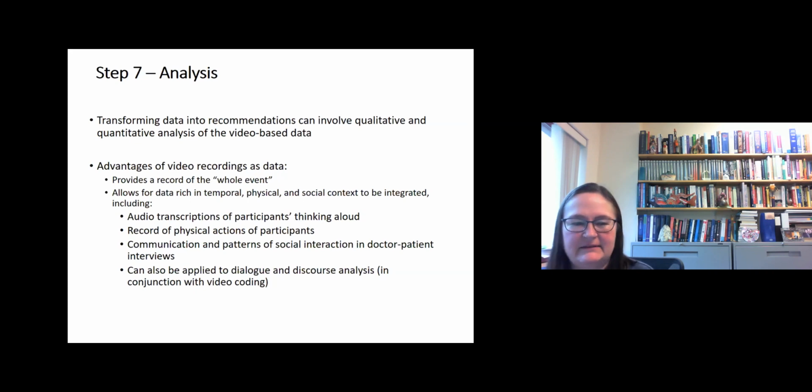Step 7 is the analysis. So this is the whole process of transforming the data into recommendations.